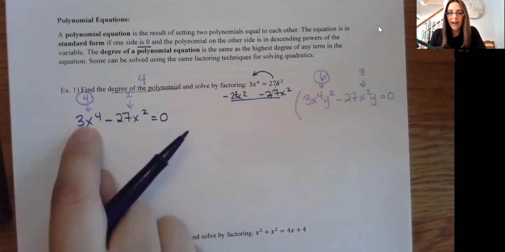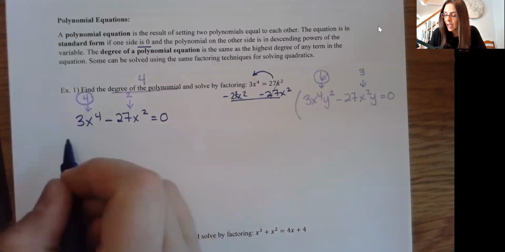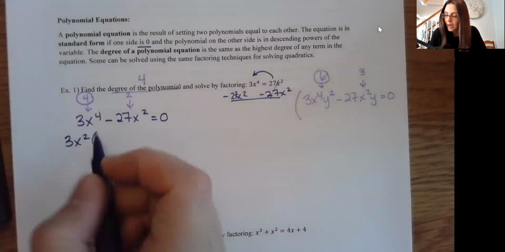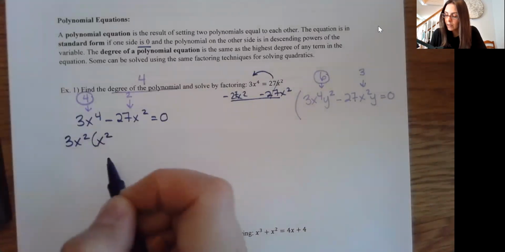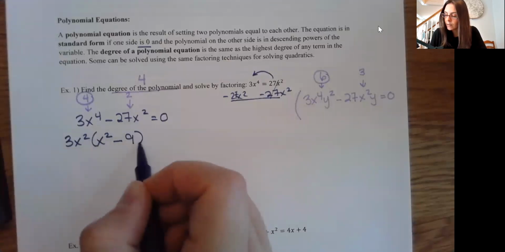Now, we're going to solve by factoring. So the first thing you would do is take out the GCF. Both of these terms have a 3 there, and they also have x squared. So I'm going to factor that out first. And I'm left with x squared still, because 2 plus 2 would give me the 4. And then 27 divided by 3 is 9, and the x squared I already took out.